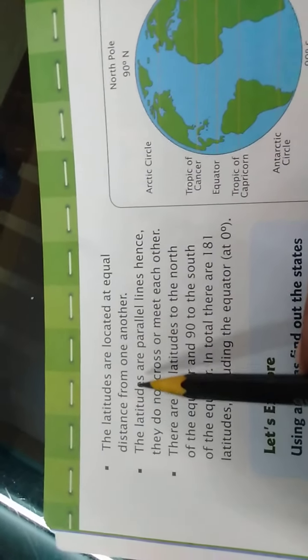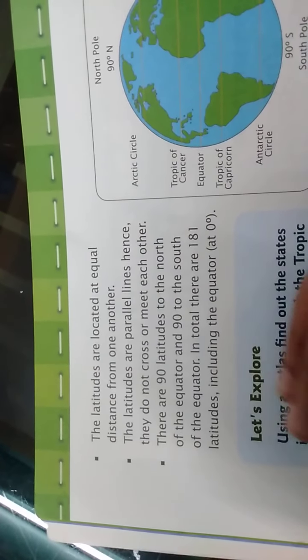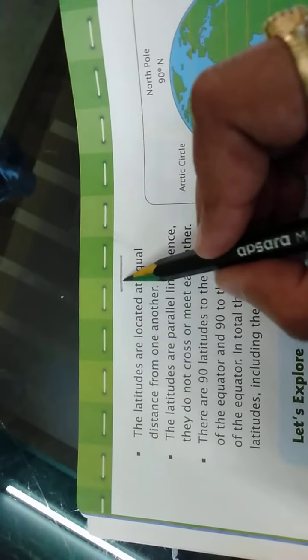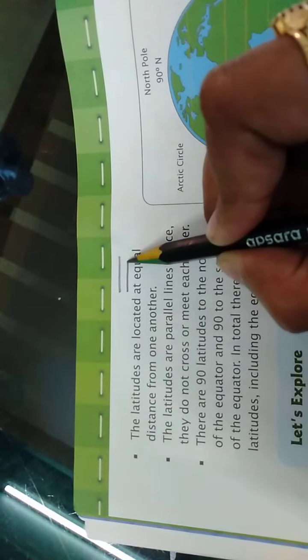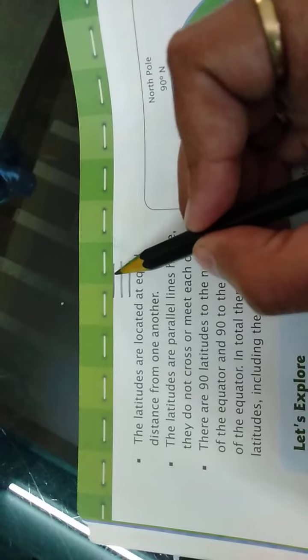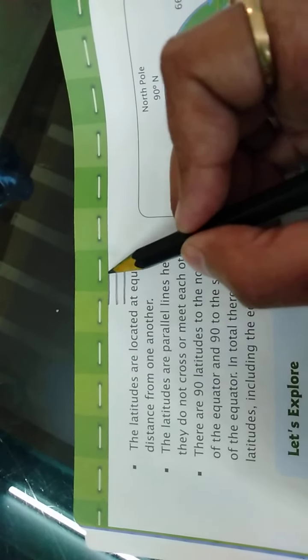The latitudes are located at equal distance from one another. So all the different latitudes are at the same distance. That means, for example, if this latitude is here, the next latitude will be at an equal distance, and another one will be the same. So all the latitudes are at equal distance from each other.